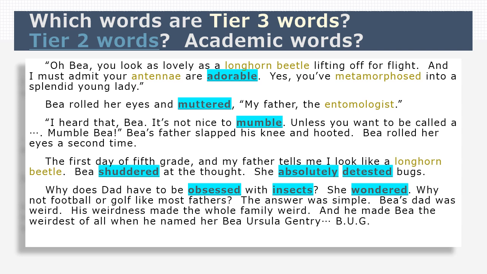You can see that adorable could be replaced with the Tier 1 word, cute. Absolutely can also be synonymous with totally. Detested, a Tier 1 word that's a synonym for detested, is hated. So you see that Tier 2 words could often be substituted with simpler words, but they do show richer, more advanced, subtle, nuanced, sophisticated understanding.